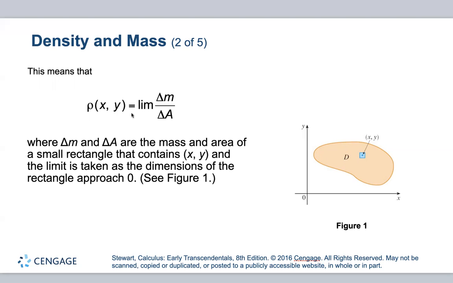So you can think of the density as being the limit as delta A goes to 0 of delta M over delta A. Delta M is the mass of a little rectangular area, and delta A is the area of that little blue shaded area, a little generic rectangle in the region. The density at a particular point in that rectangle would be obtained by taking smaller and smaller rectangles about the point. It's the mass per unit area.